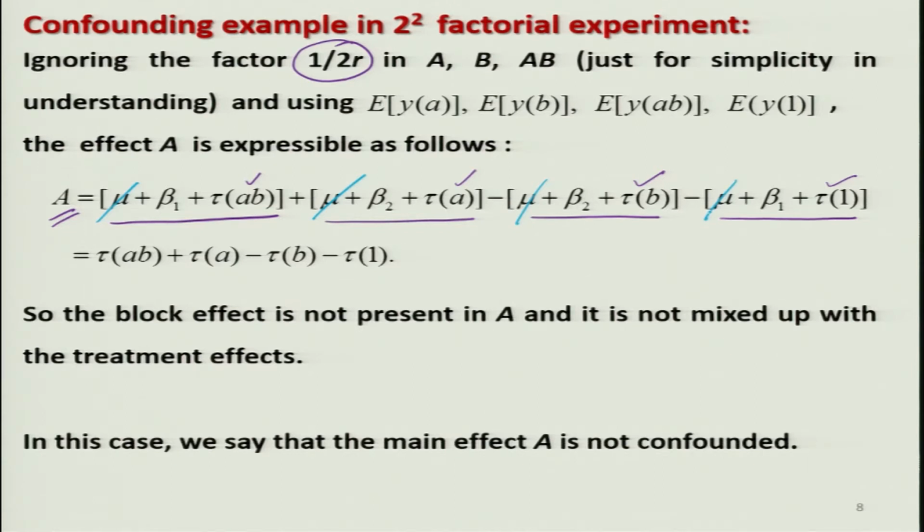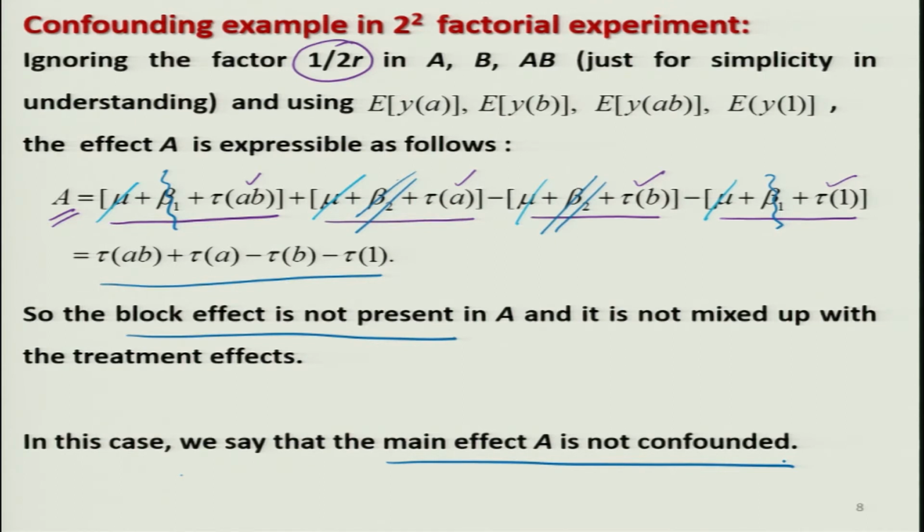And if you try to see here, what about this beta 1 and beta 2? This beta 1 is getting cancelled here by this beta 1, and this beta 2 is getting cancelled here with this beta 2, and we have here finally tau A B plus tau A minus tau B minus tau 1. So, you can see here there is no block effect present in this structure. So, the block effect is not mixed up with the treatment effects. So, we see here that in this case the main effect A is not confounded.